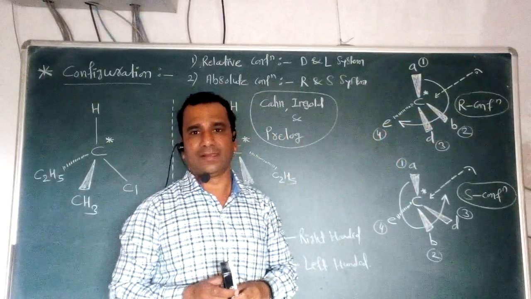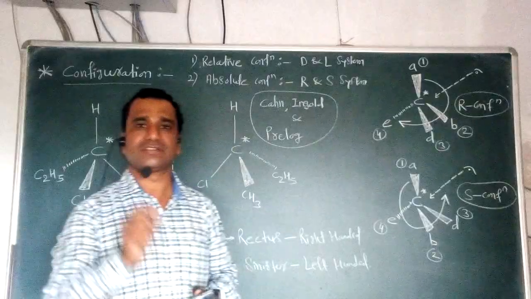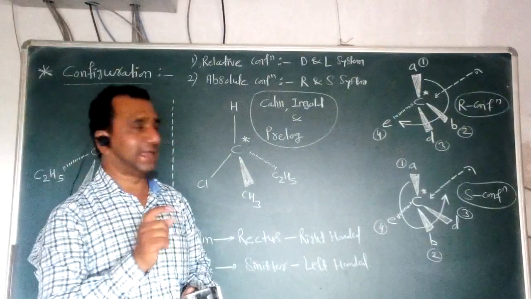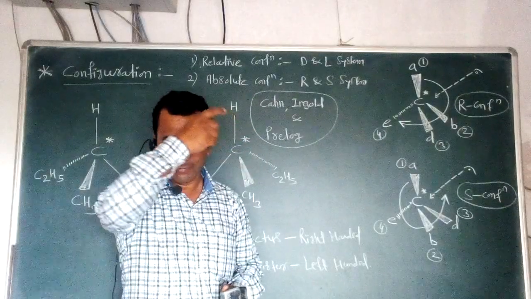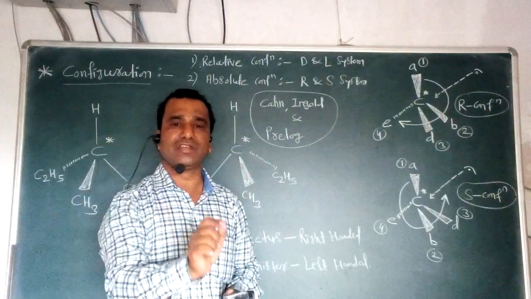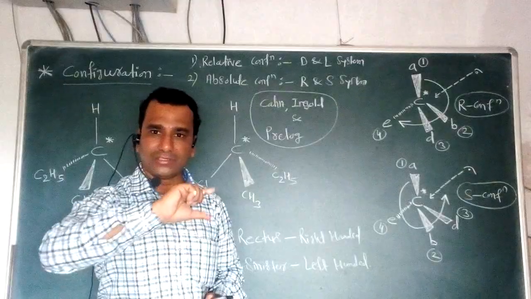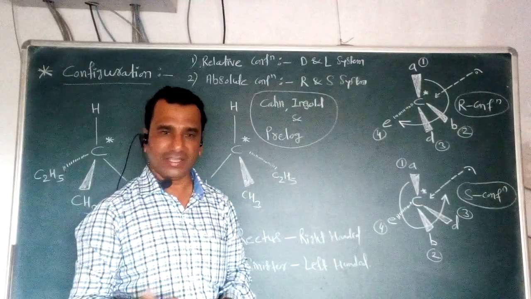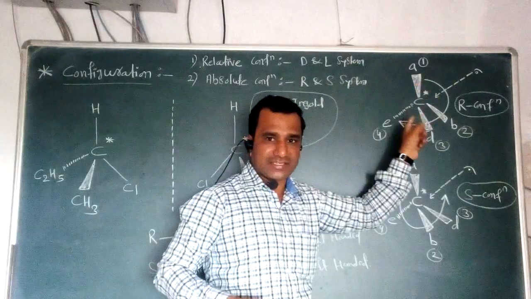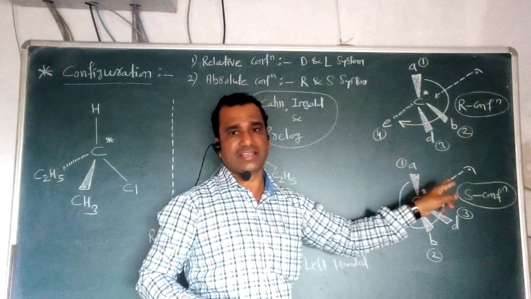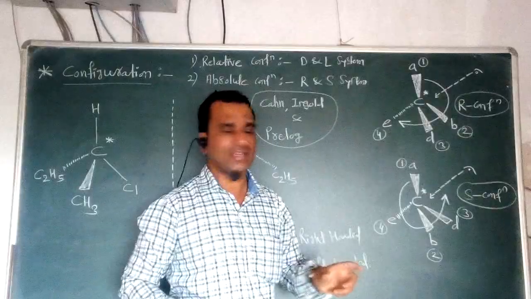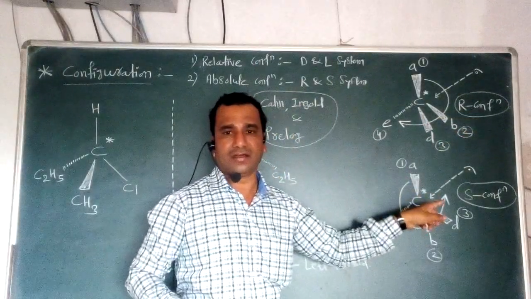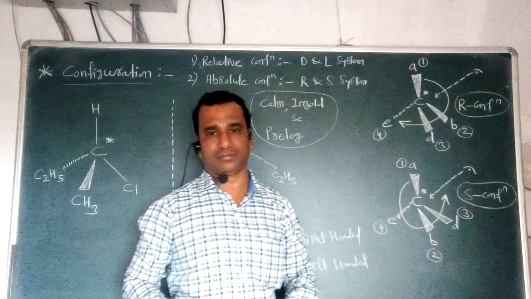After using rule number one and rule number two, we must consider the actual direction of movement. We have to go from the first priority group towards the fourth priority group. While going from first to fourth, which direction do we follow, clockwise or anti-clockwise? If your direction of movement is clockwise, it is R configuration. If your direction of movement is anti-clockwise, it is called the S configuration.